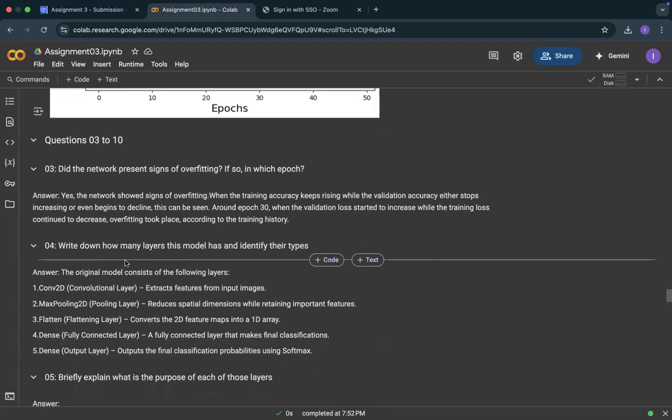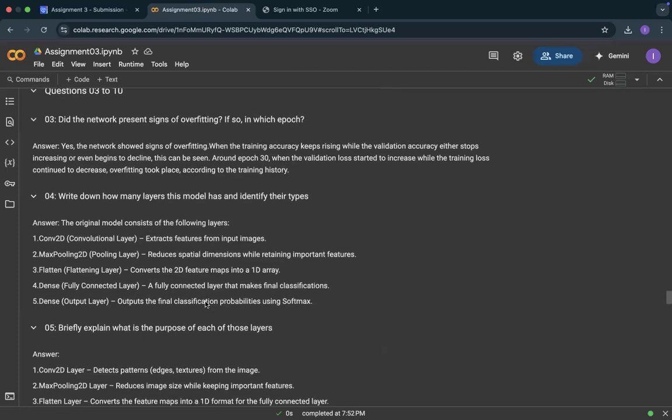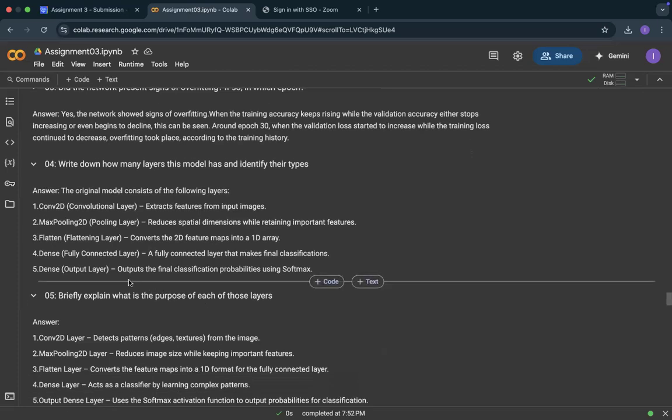Question 4. Write down how many layers this model has and identify their types. The original model consists of the following layers. Convolutional layer extracts features from input images. Pooling layer reduces spatial dimensions while retaining important features. Flattening layer converts the 2D feature maps into a 1D array. Fully connected layer makes final classifications. Output layer outputs the final classification probabilities using softmax.